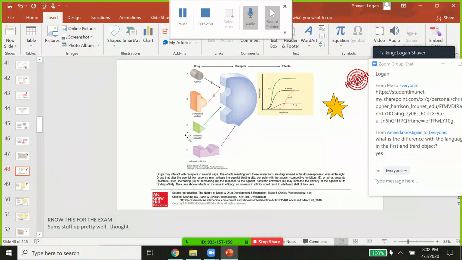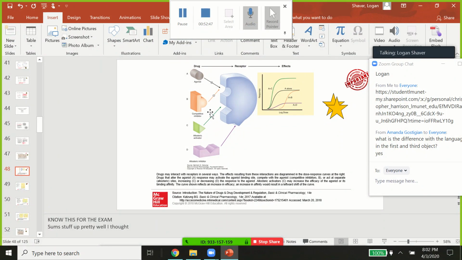So therefore, since it's an activator, it's going to basically do a synergistic effect. So therefore, you'll have a higher Emax than just with A by itself. So make sure you understand that. And then A plus B.